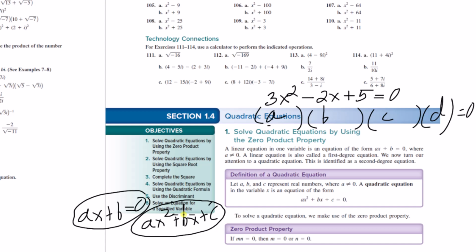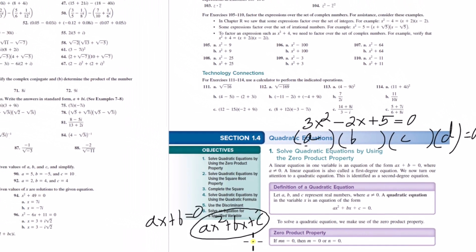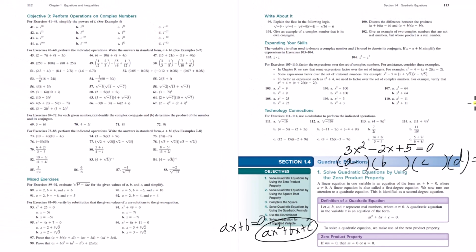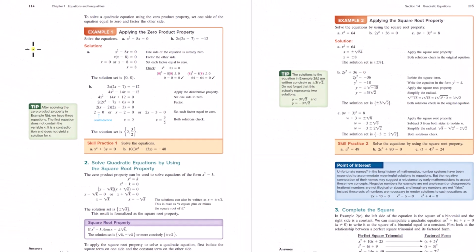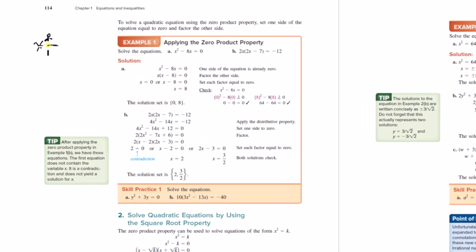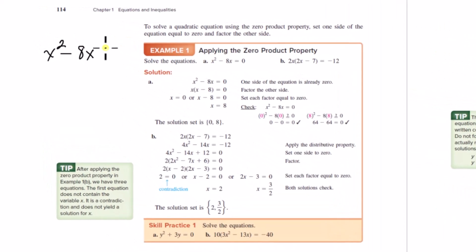Well, we're going to see as we go through this section. There are 2 other methods we can use to solve quadratic equations, and in that case we would use one of those methods. So, okay, let's work some examples. x squared minus 8x is equal to 0.